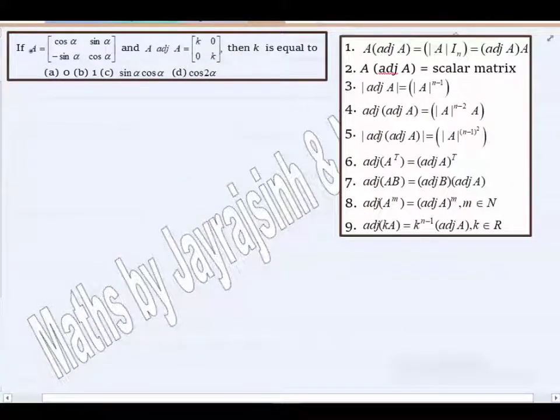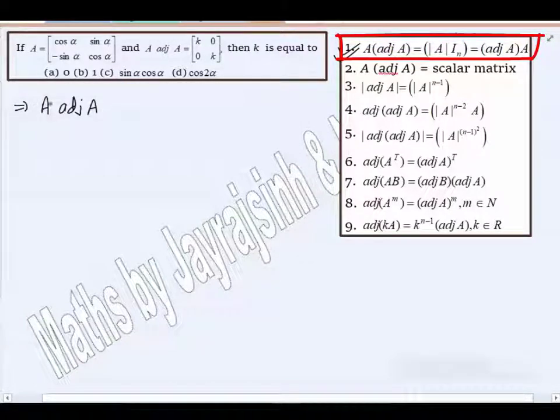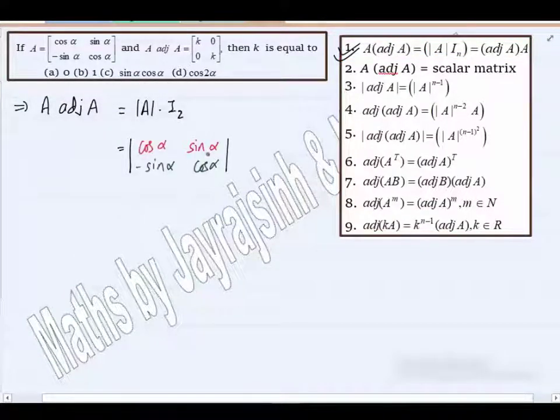In this question, we have matrix A which is equal to cos alpha, sin alpha, minus sin alpha, cos alpha, and A into adjoint of A is K 0, 0 K. Then we have to find K. No problem. First of all, from the first property, let's find out A into adjoint of A, which is equal to determinant of A into I2 in this case. So our determinant will be cos alpha, sin alpha, minus sin alpha, cos alpha into matrix I2, which is 1 0 0 1, right? Okay.